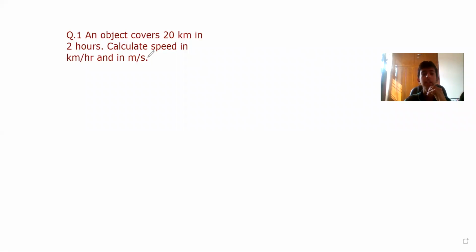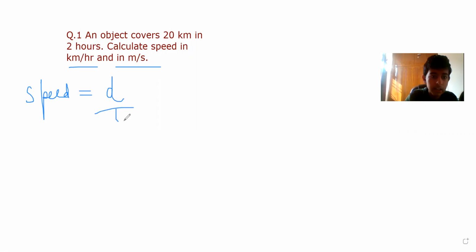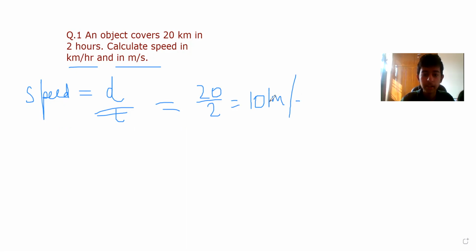Now let's move to our first question. An object covers 20 kilometer in 2 hours. Calculate speed in kilometer per hour and meter per second. First of all, you should know the formula of speed. Speed is distance upon time, just now I told you. Distance is given to us as 20 kilometer. Time is given to us as 2 hours. So can't we write 20 by 2? That equals 10 kilometer per hour. So the answer in kilometer per hour is 10.